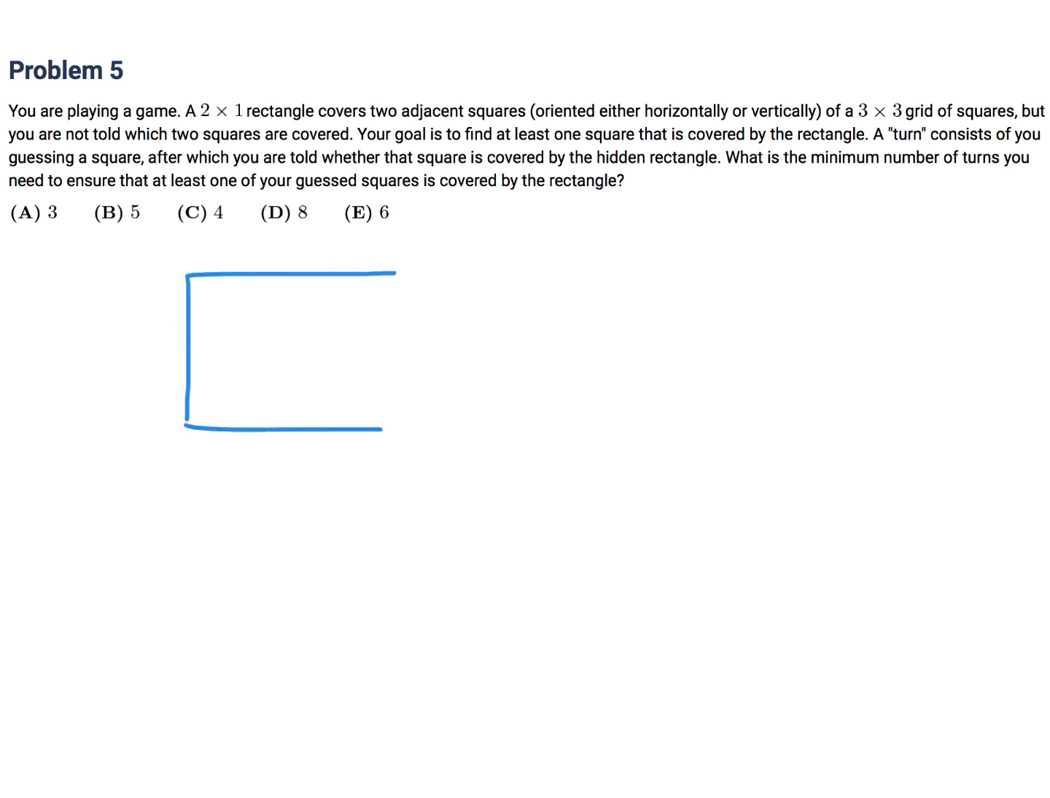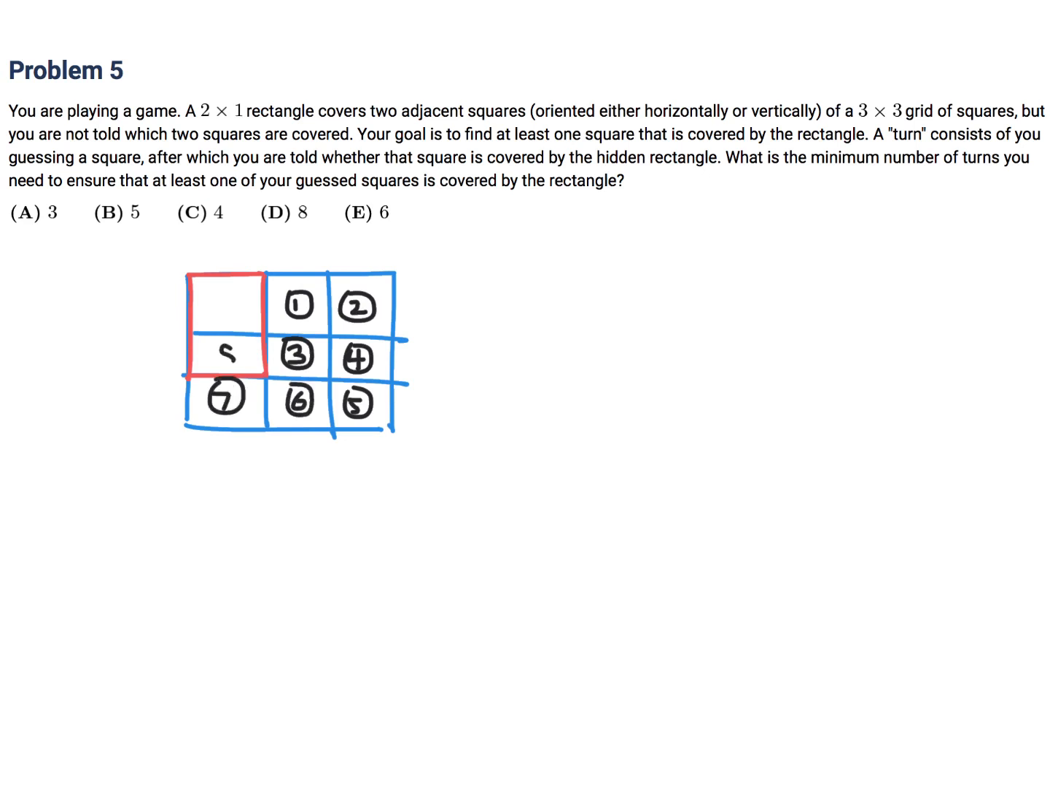Let's draw one of these shapes and let's see what we have. So let's say my 2 by 1 is here. Okay, let's say I'm a terrible guesser. So I guess this one wrong. I guess this one wrong. I guess this one wrong. Wrong. Wrong again. Finally, on the 8th, I'm guaranteed to get it right.